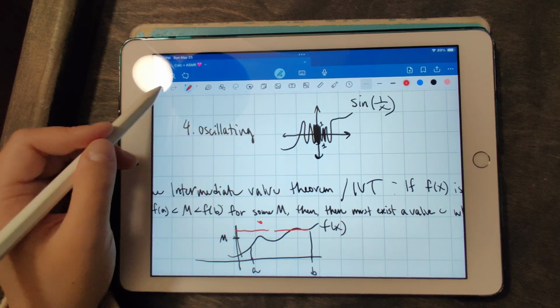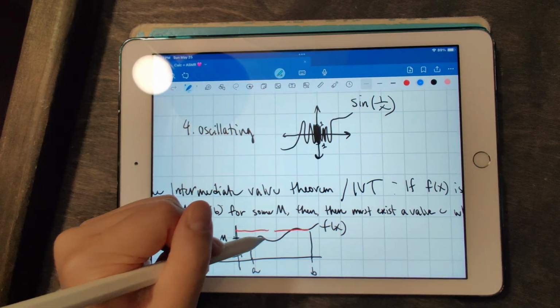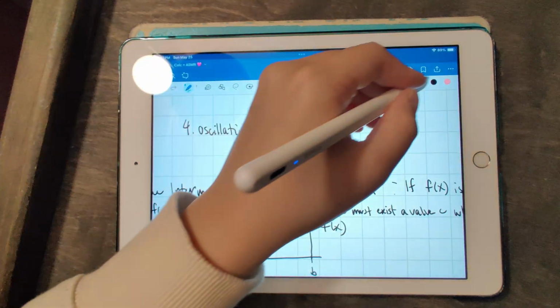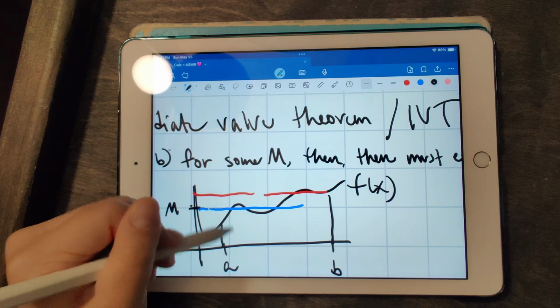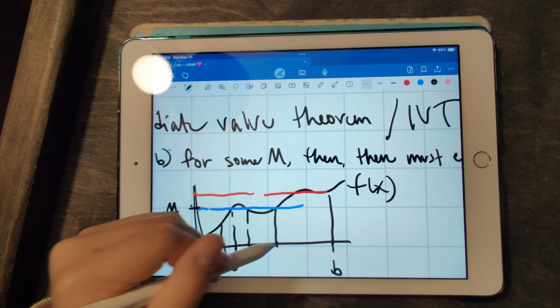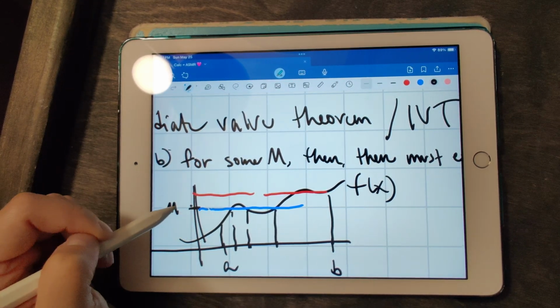What are those? Basically, if we extend this line m, we can see there are actually multiple c's. In this case there are multiple, but you can tell there are values of x between a and b such that f of x is equal to m.